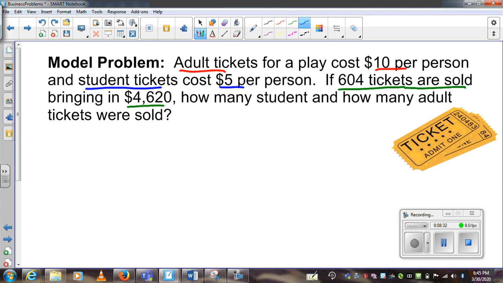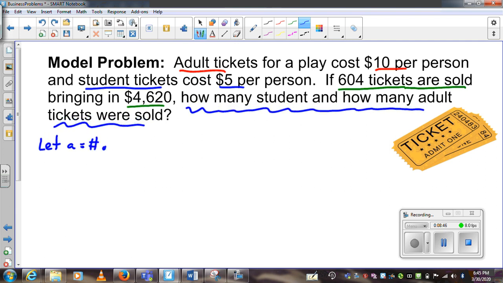If you're having any trouble with this problem, go directly to the question. And the question is asking how many student and how many adult tickets were sold. Those are my 2 unknowns. So let's let A equal the number of adult tickets, and we can let S equal the number of student tickets, but if you're going to use S as a variable, just be really careful it doesn't look like a 5.